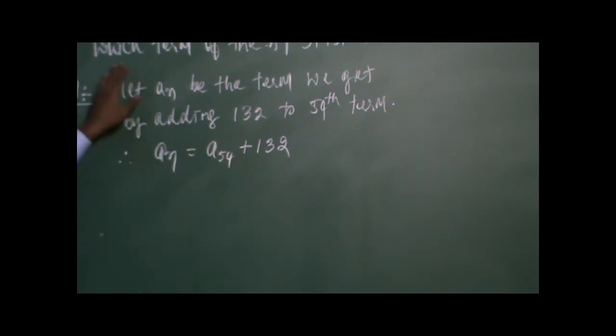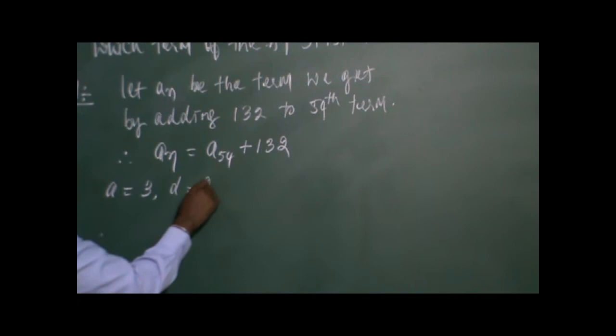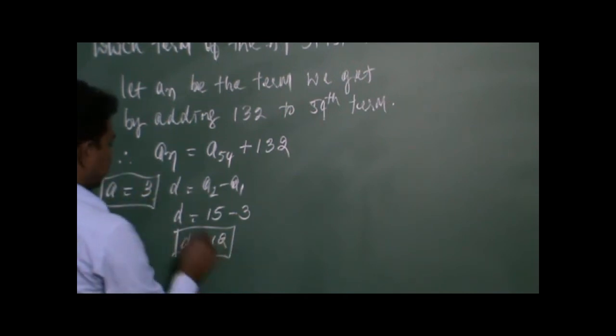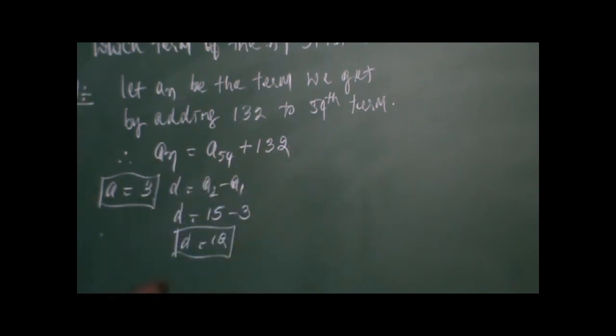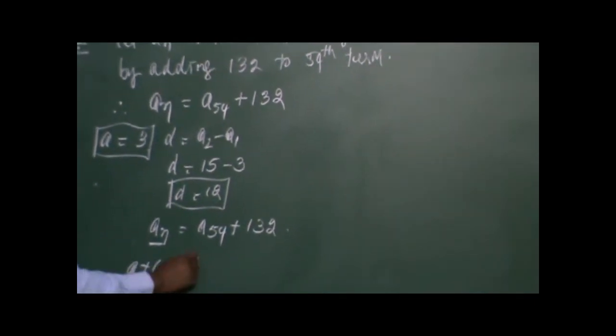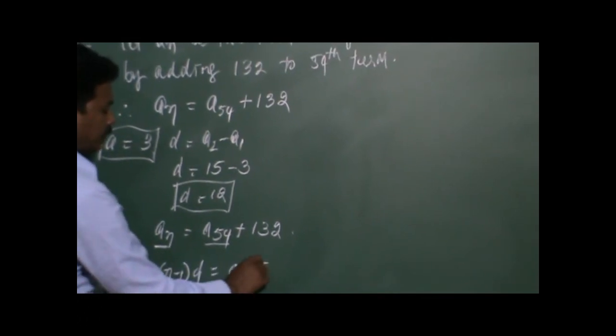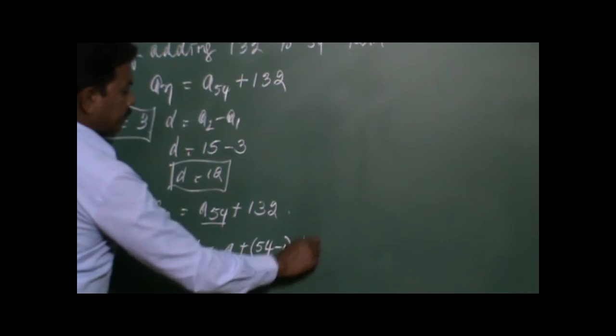Now, which AP is given to you? Extract the values of A and D from that. So A is equal to 3, and D is usually A2 minus A1, which is 15 minus 3. So D is equal to 12. The value of D is 12, the value of A is 3. Now let us substitute these two values and go further. So an is equal to a54 plus 132. The nth term can be written as a plus (n minus 1) into d, is equal to a54, which can be written as a plus (54 minus 1) into d, plus 132.